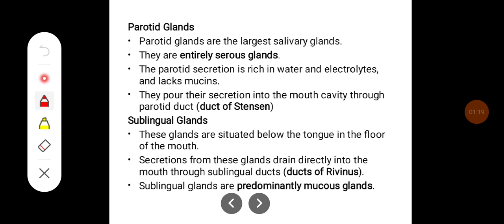Parotid glands are the largest salivary glands. They are entirely serous glands. The parotid secretion is rich in water and electrolytes and lacks mucins. They pour the secretion into the mouth cavity through the parotid duct, which is also called the duct of Stenson.